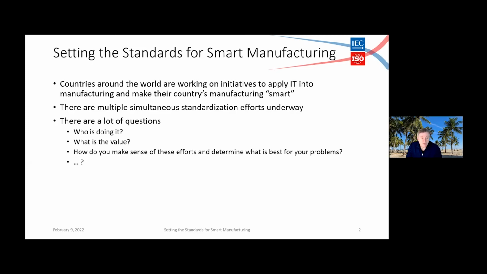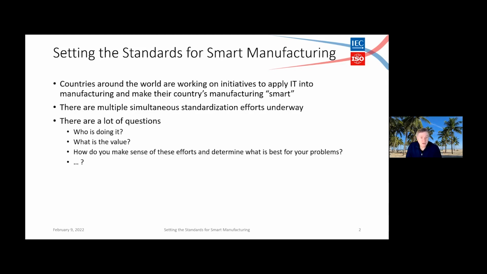And a lot of this work started in individual countries. So we take a look at Germany, which has the RAMI models, China has models, Japan has models. Pretty much every industrialized country is working on smart manufacturing, with the goal to make their country's manufacturing smart, which is to make it much more competitive.